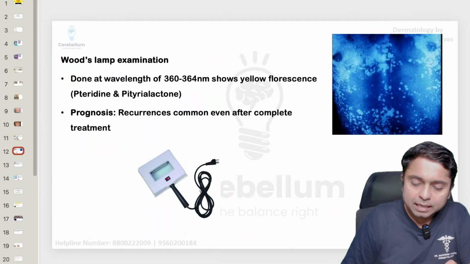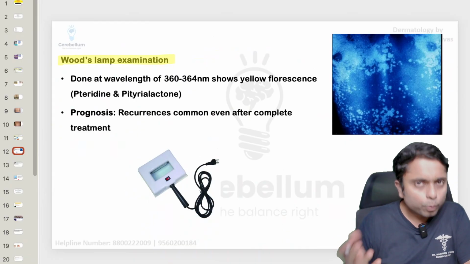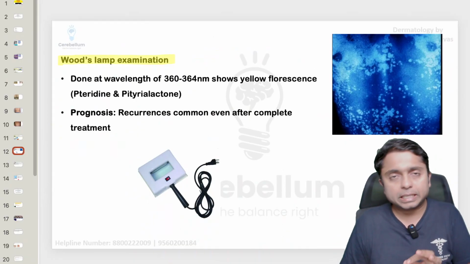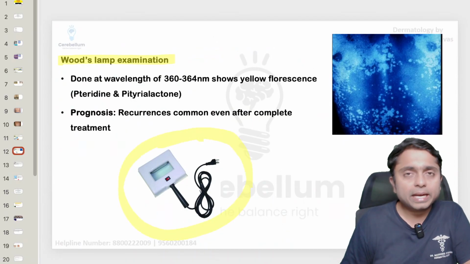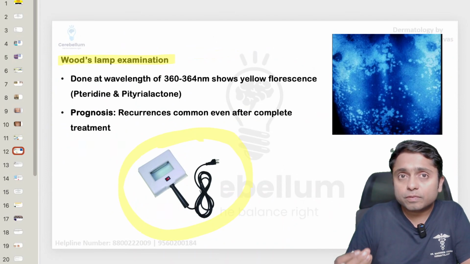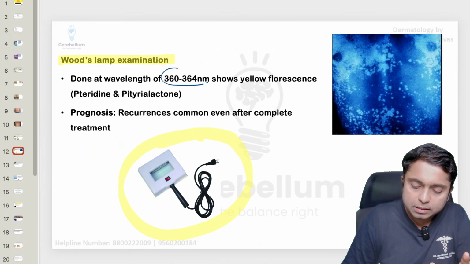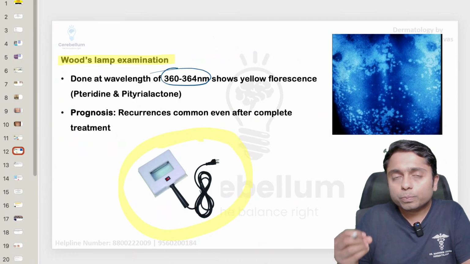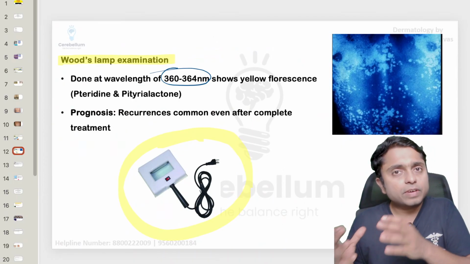And next, another investigation, or we can say bedside test, which we can do in the OPD also, is Wood's lamp examination. It is basically a small handheld device, as you are able to see, from which we are going to pass rays with a wavelength of approximately 365 nanometers. Basically this is going to produce different colors depending upon what condition we are using this in.